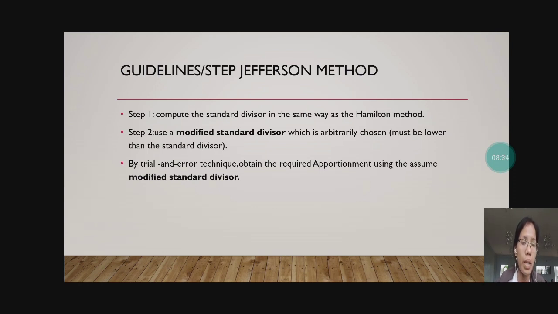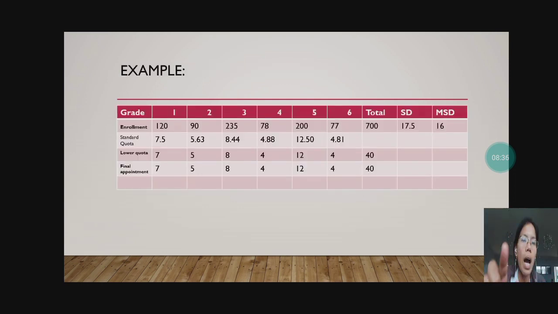So gamit ang modified standard divisor, amo siya ang aton gamiton sa table example. So same lang gyapon aton example. So we use the modified standard divisor is 16. So by trial and error, so 16 ang aton gigamit. So ang lower quota niya i-times anay naton, i-divide anay naton ang modified standard divisor sa per level nga enrollment.